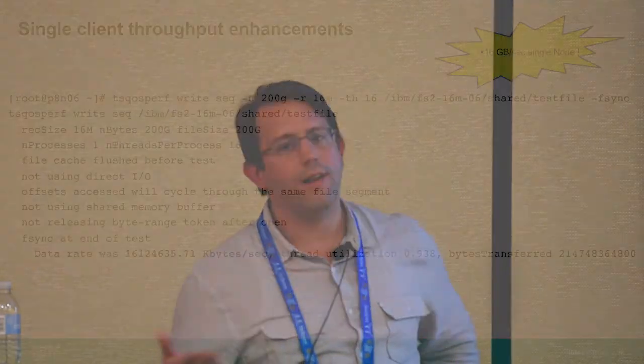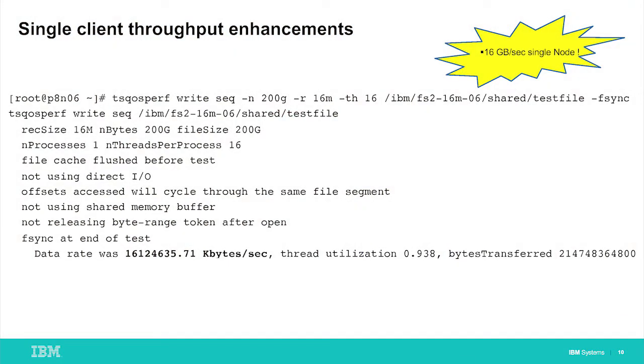So what you see here on this chart is from a single client writing sequentially data into a single file. So it's only one node, but it's writing into one single file. And at the very end, it does an F-sync, which means it's not coming back until all the data is really destaged to the drive. And so the result is that we're getting around 16 gigabytes per second throughput for that single operation.